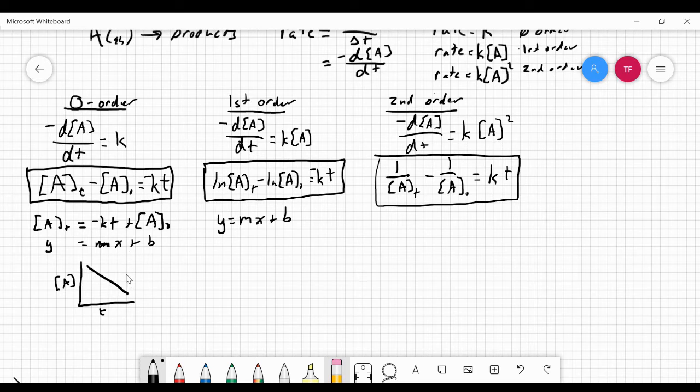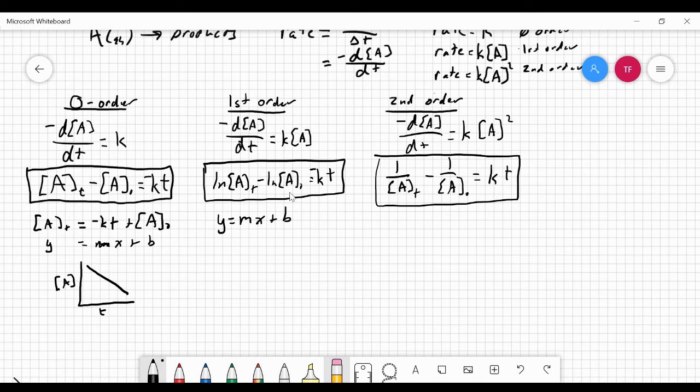So if we have data that we've analyzed, in other words, we've monitored a reaction and we've measured the concentration of A as time goes along, and we graph the concentration of A as time goes along, and it gives us a line, then we know it's a zero order reaction. If it's first order, we'll get a curve when we do this graph. If it's second order, we'll get a curve when we do this graph. If it's a line, then we know it's a zero order reaction. So what if it is a curve? Then we know it's not zero order, so we have to do something else.